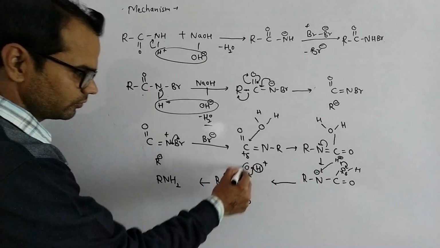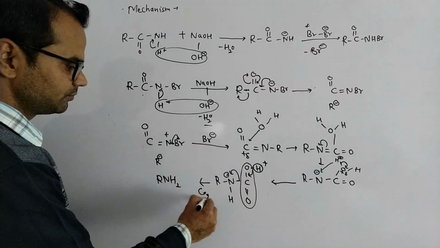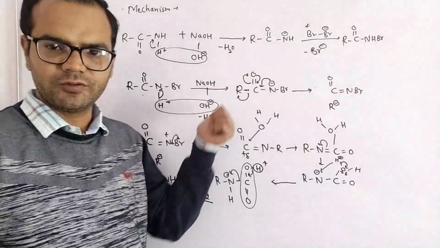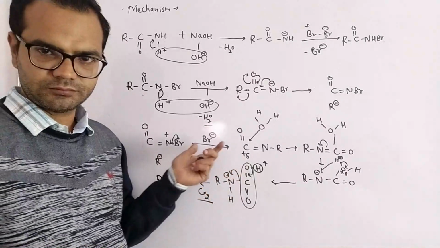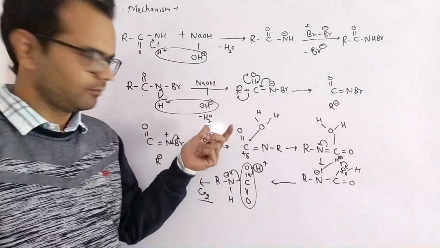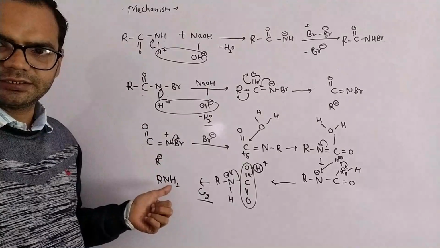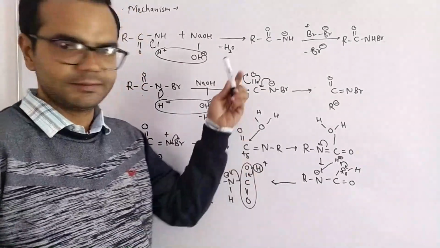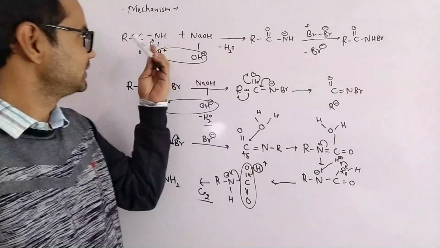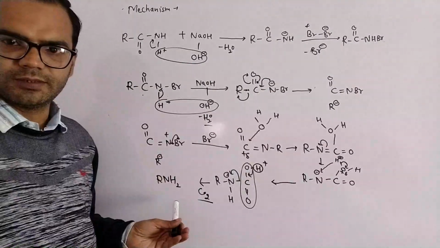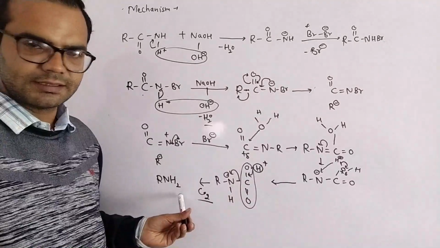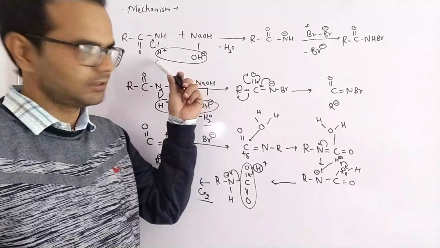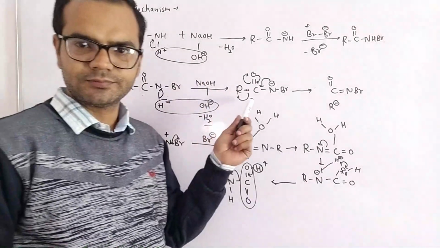RNH2, and the CO2 molecule will be eliminated. This CO2 will combine with NaOH to form sodium carbonate. That is the byproduct. The major thing is we obtain RNH2. So this is the complete detailed mechanism of the Hofmann bromamide degradation reaction: how amides are converted into amines, with amines containing one carbon less compared to the corresponding amides. Right? I hope you will understand it. Thanks for watching.